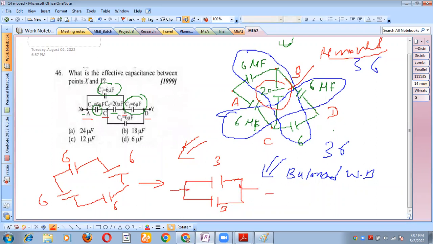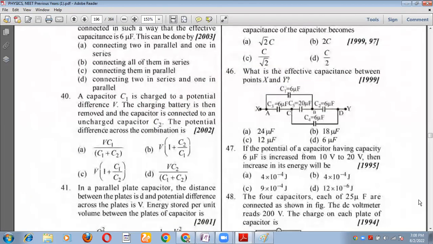So what will be net capacitance? These are in parallel, 6. Understood this one? Okay. So this is how we should proceed with such question. All right. So this was second type of questions. We have discussed first type of questions also. So this is balanced Wheatstone bridge case.